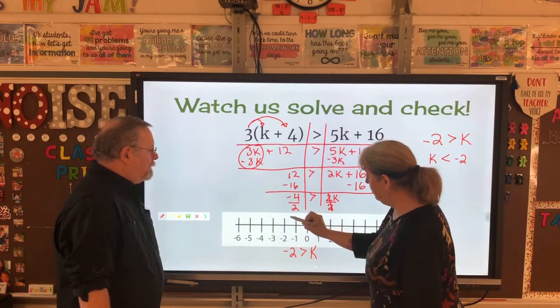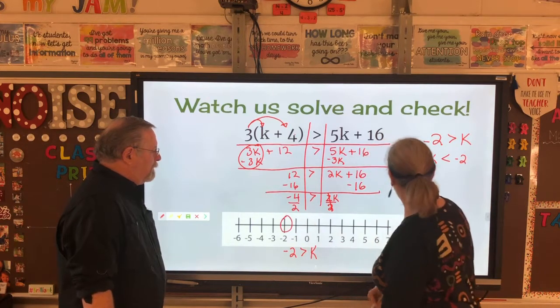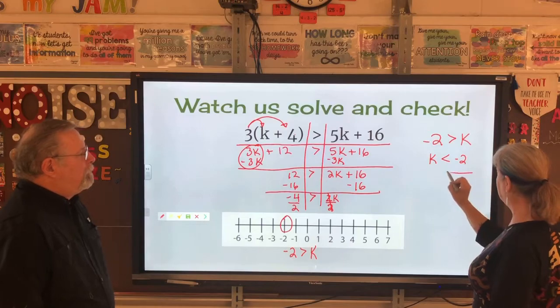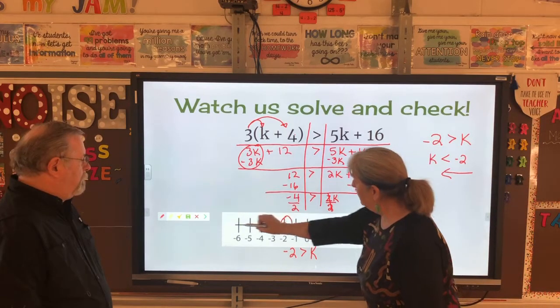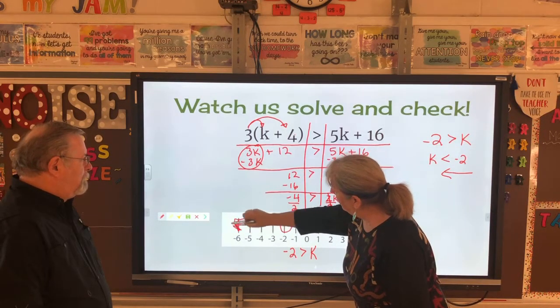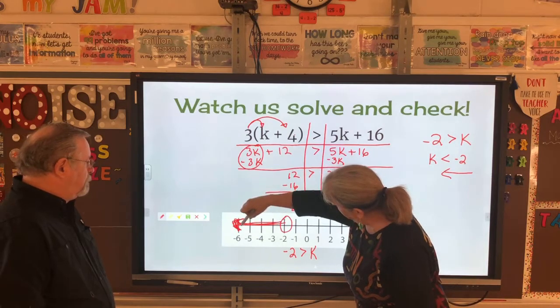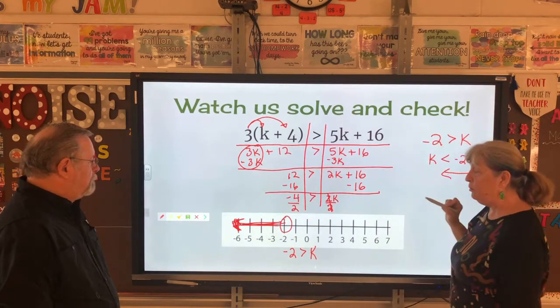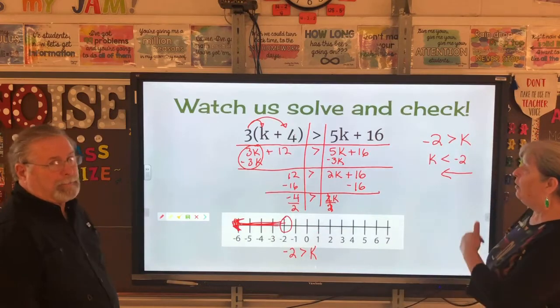And I just go over here. I don't have the extra line, so I know it's an open circle at negative 2. K is less than, so it's going in that direction. There we go. And I'm just going to put my big arrow there. So I have an open circle at negative 2. I'm going to the left, that way, and all the numbers are smaller.